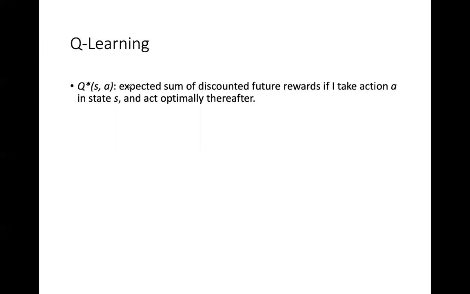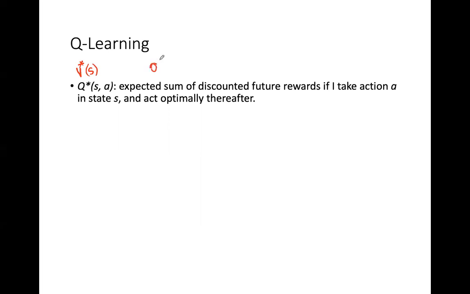So the definition is there on the slide. I won't repeat it, right? But note that it's slightly different from V star, which is what we've been looking at all this time, right? So V star says, if I start in state S and act optimally every step of the way, what is the expected sum of discounted future rewards I can get, right? That is the true value function.